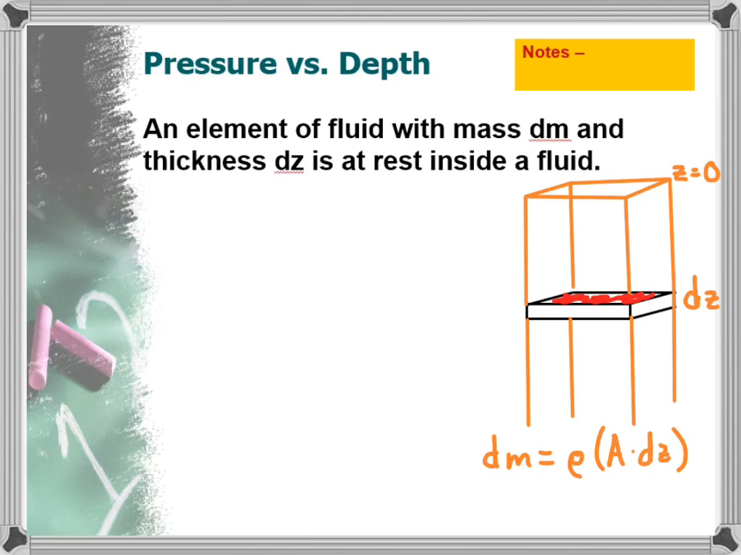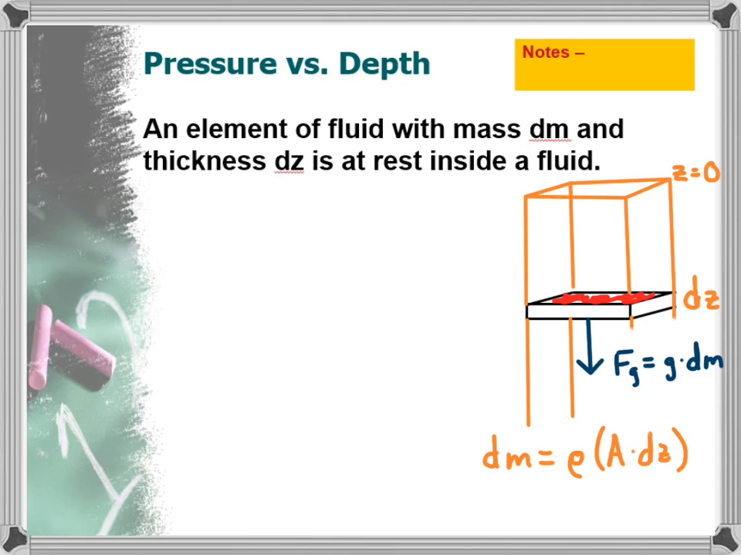Alright, now we know that since this is at rest, there is going to be gravity acting on it. So there's gravity pulling it down, which is equal to its mass times g. In this case, its mass is dm, so we can write Fg equals g times dm. Now, if it were not at rest, or if this were the only force acting on it, then this fluid would just start free-falling. So there has to be some other force keeping this at rest.